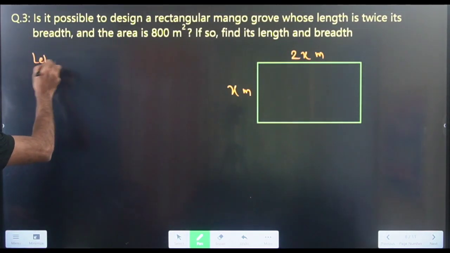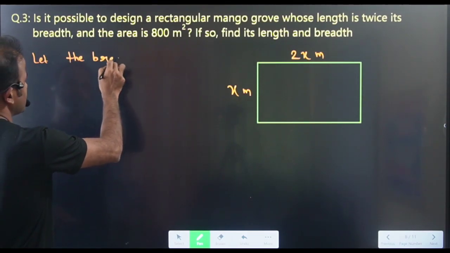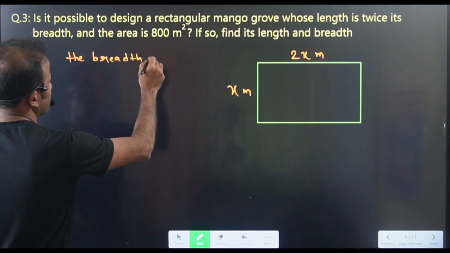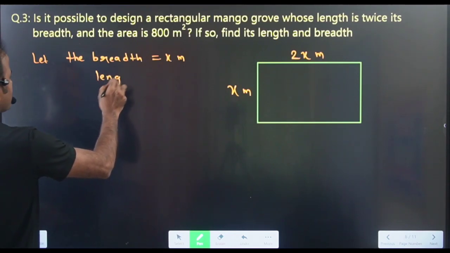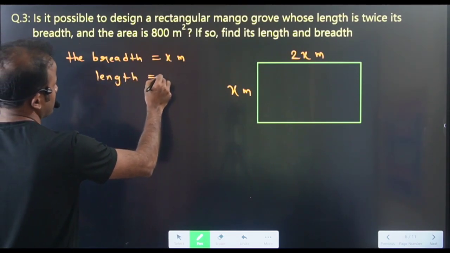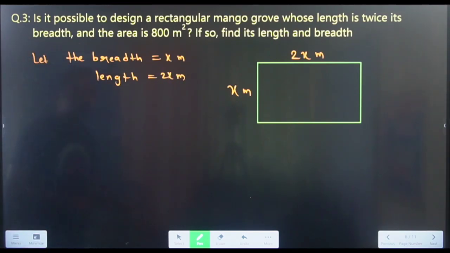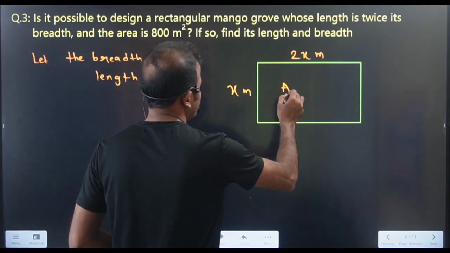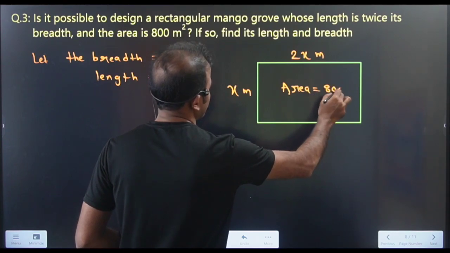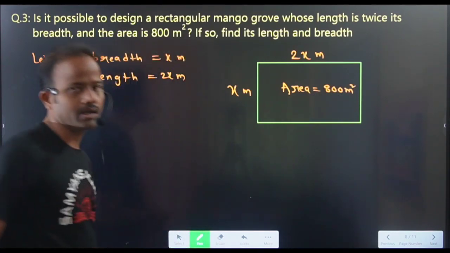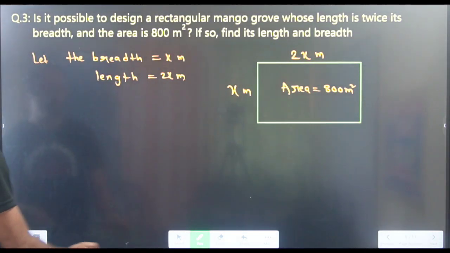2x meter. Write down here, let the breadth of the rectangular mango grove be x meter and the length of the rectangular mango grove is 2x meter. Okay, and also they have given the area of this rectangular mango grove, how much they given? 800 meters square.